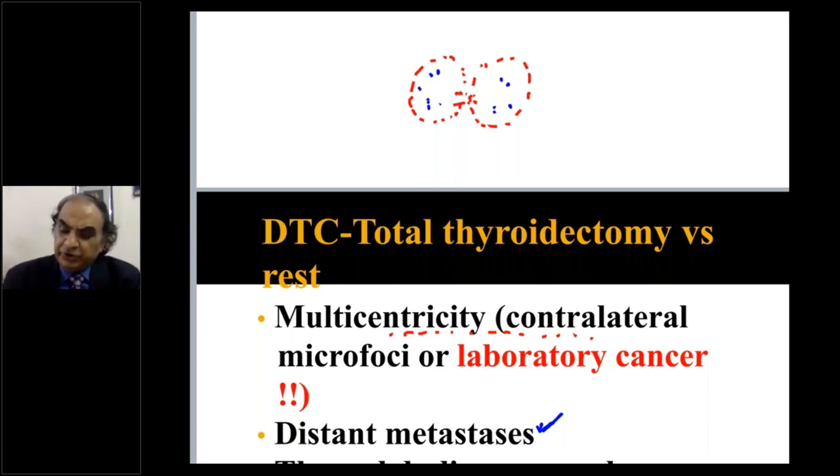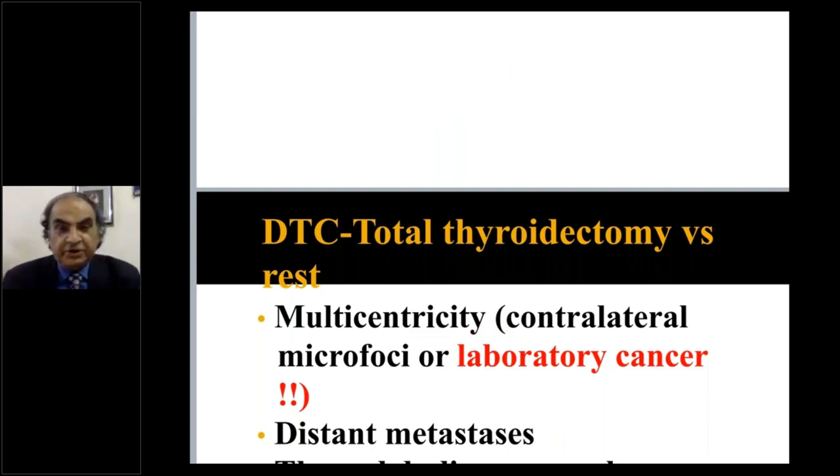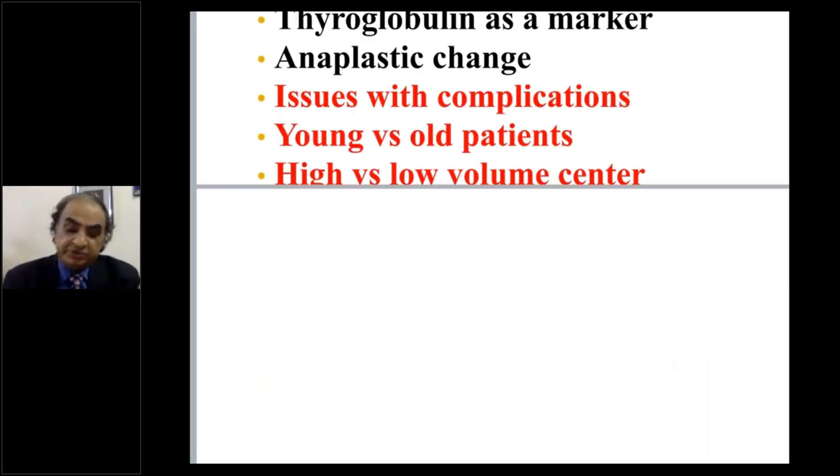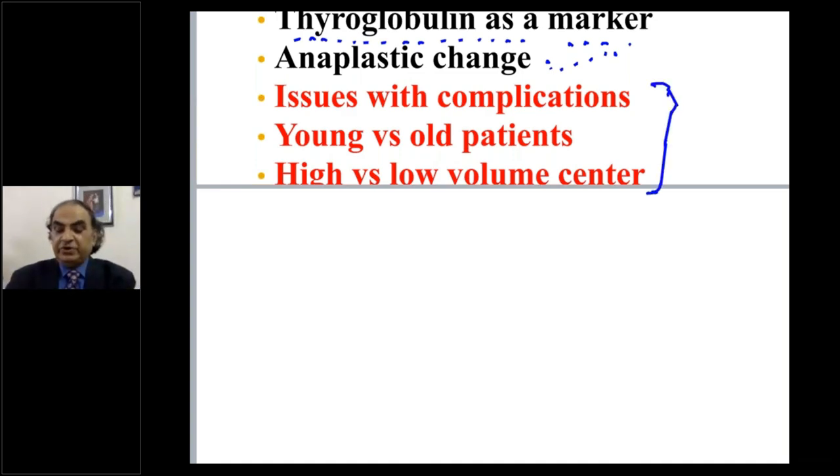And of course, I've already told you about the role of thyroglobulin as a marker, except in about 10% of individuals where there may be anti-thyroglobulin antibodies, which will give you a false negative or false positive. And with any anaplastic change, you can pick up thyroglobulin levels as a marker of change. There are issues with complications, issues with anaplastic change. There are three red issues here which I mentioned, which should decide whether you can do it or not.